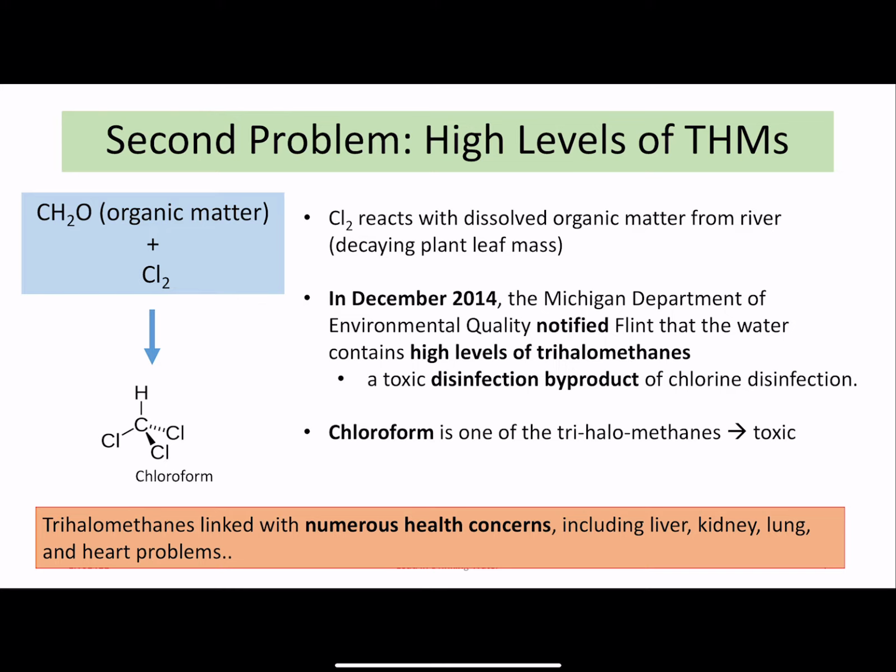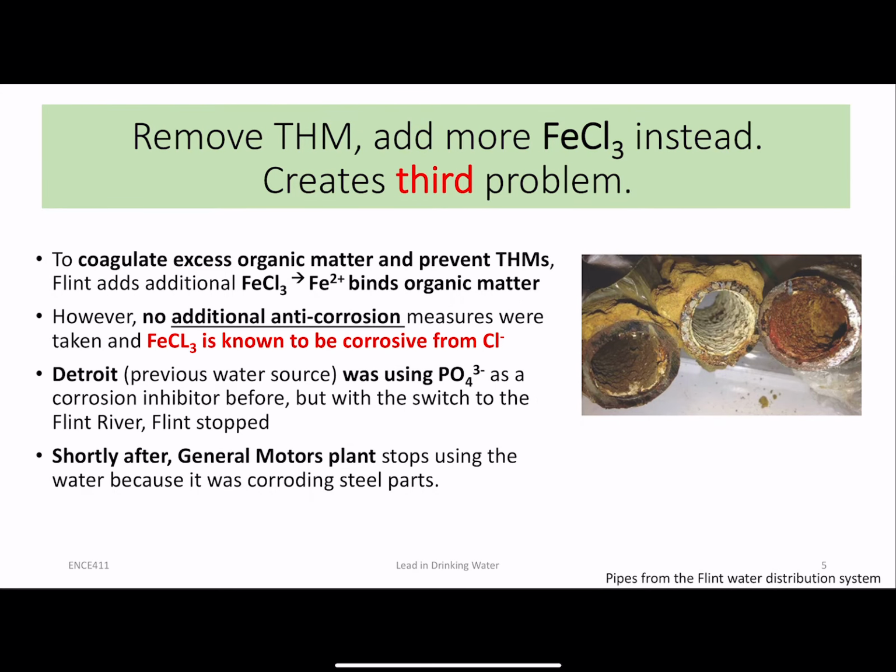So if we ingest these kinds of products, we can have health problems. These health problems can damage our organs in the body, like liver, kidney, heart, and several other organs. So they decided that they needed to get rid of the organic matter in the river. In order to do that, they added iron chloride. This substance is a coagulant, so the iron binds the organic matter, forming coagulates. This is part of the drinking water treatment. They add this coagulant in a tank, and then the organic matter deposits on the bottom of the tank. That's how they get rid of the organic matter.